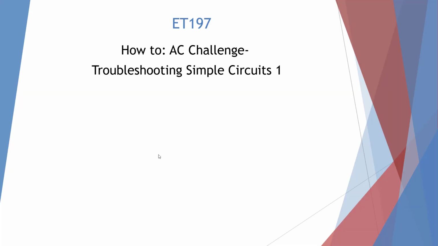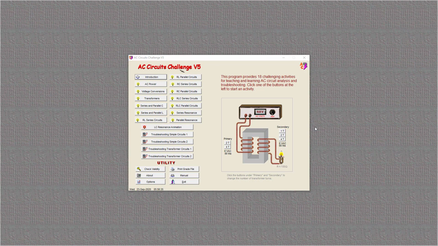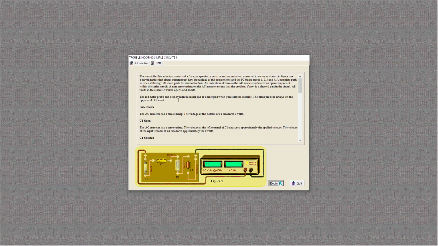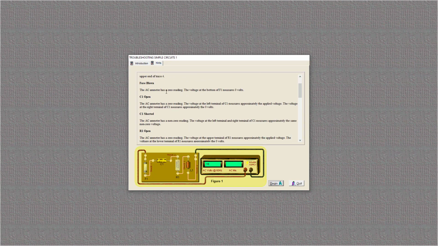Okay, welcome to the ET197 AC Challenge, Troubleshooting Simple Circuits. We're at our AC Circuits Challenge, and we're going to go straight to Troubleshooting Simple Circuits 1. Okay, let's begin. Well, no, let's not begin. Let's hint. Alrighty, so this is an AC circuit. It operates differently than a DC circuit.